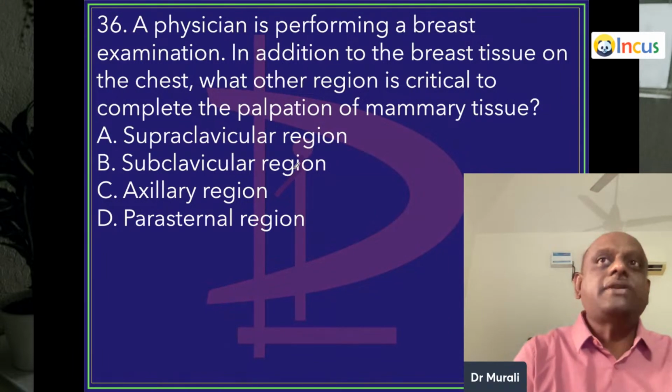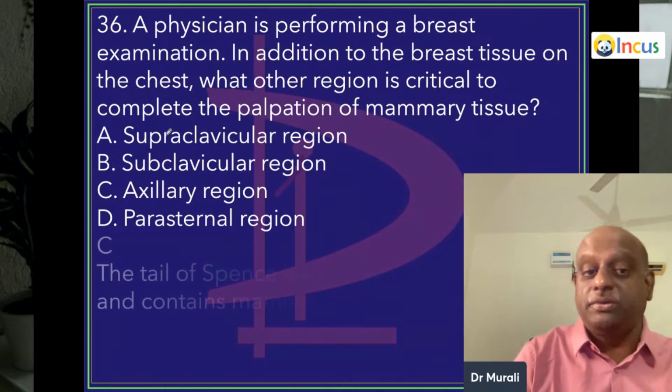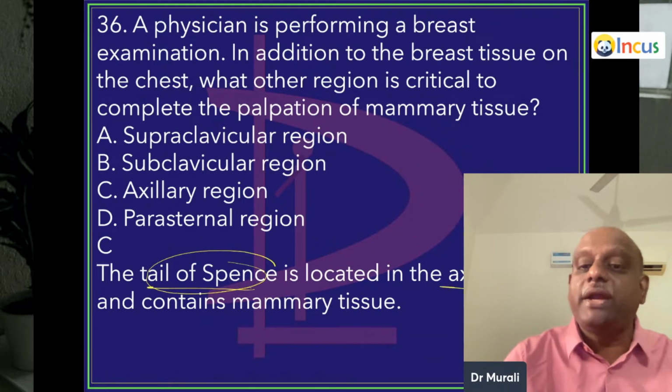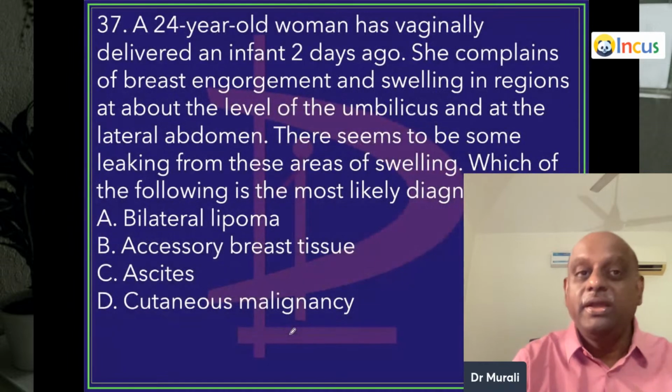Now, breast examination is being done. In addition to the breast tissue on the chest, where else can you find breast tissue? The tail of Spence is located in the axillary area and it contains mammary tissue.